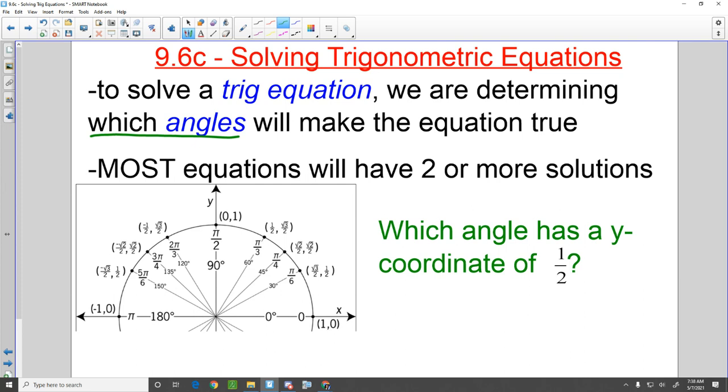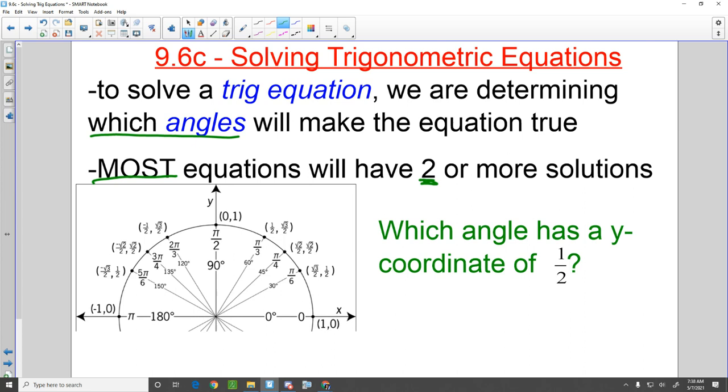Now I do want you to note that most of these equations will have 2 solutions. Some might have more than 2 even. Crazy. But some will only have 1. And we'll look at some of those. And so you already kind of did this right here. You don't need to draw that unit circle or whatever. This is just going over that warm-up.